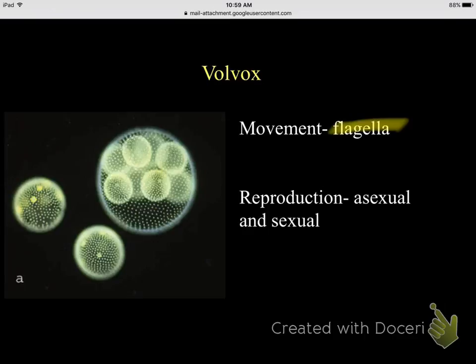Something cool about a volvox is they are both an asexual and sexual reproducer. So if they want, they can reproduce themselves. If they don't want, they can find another volvox and reproduce that way, which is sexual reproduction, okay?